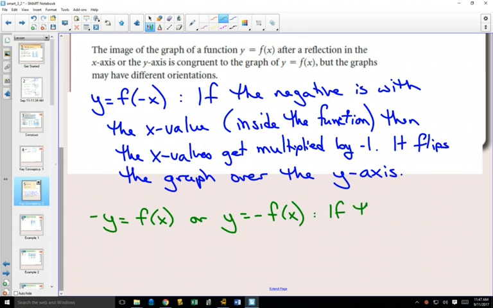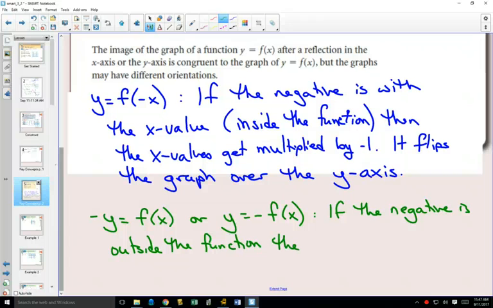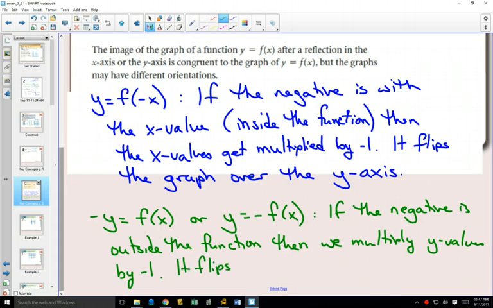So if the negative is outside the function, then we multiply the y values by -1. If you do that, if you think about a y value going from positive to negative, it flips over the x-axis.